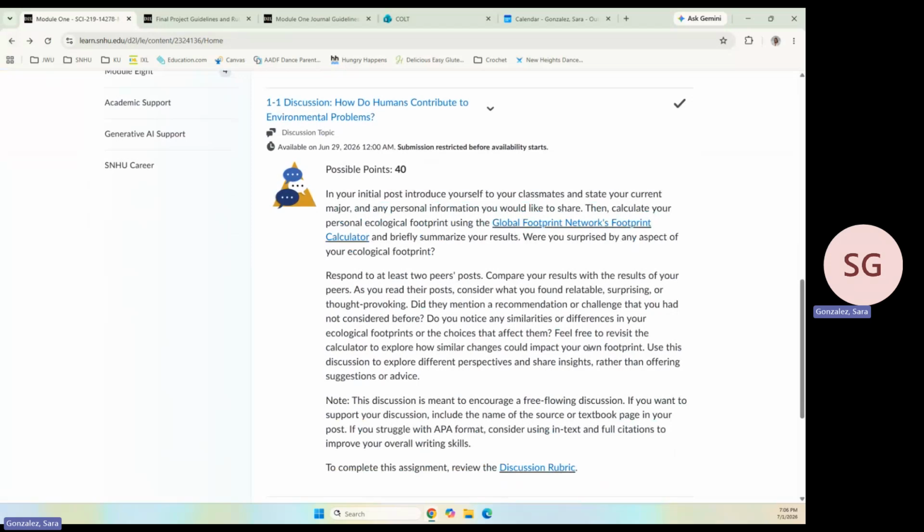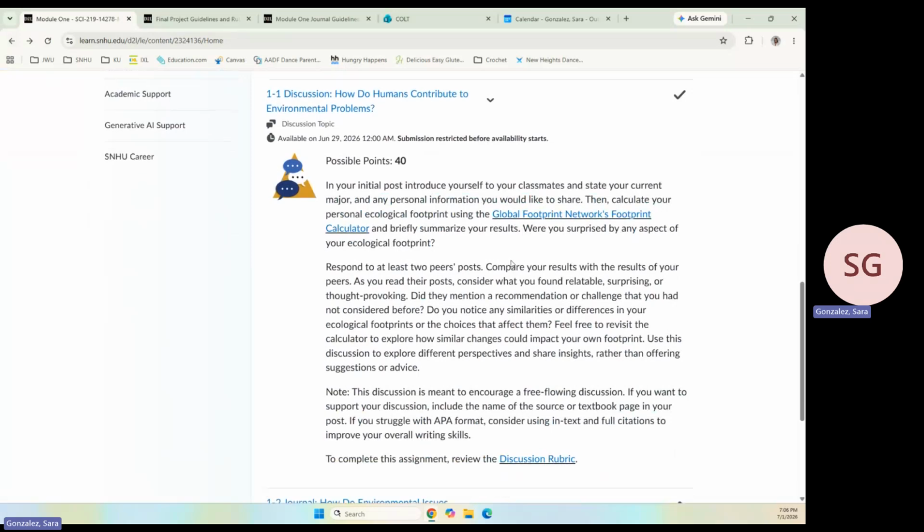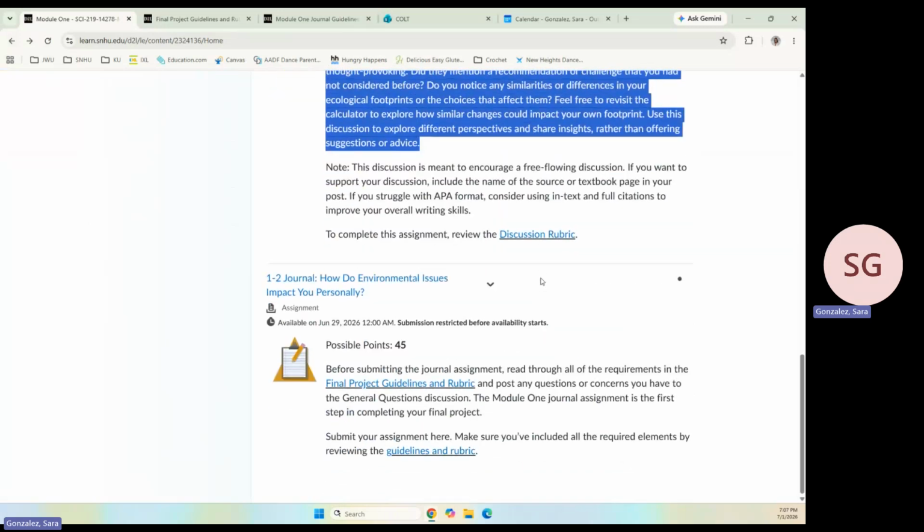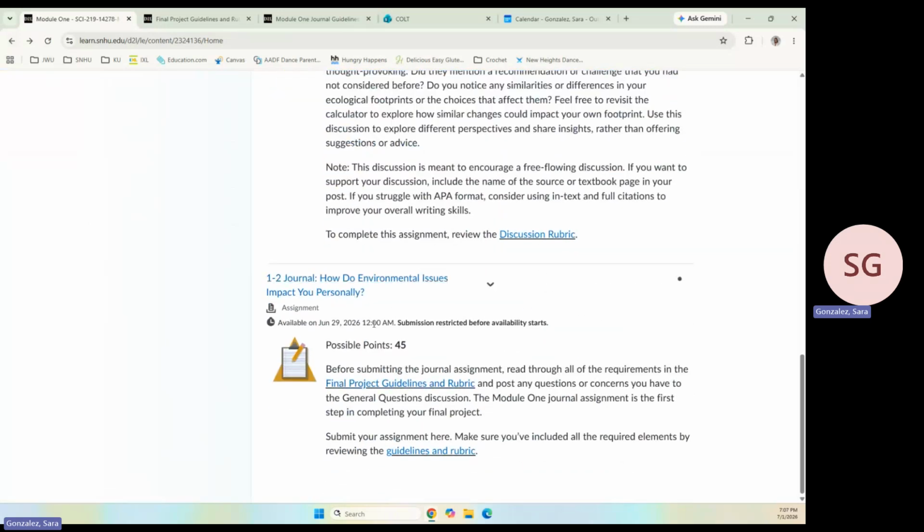If you get a really high number, don't be too alarmed. You'll see my responses to some of you. Use that as a benchmark, really, to see what things you can change to live a little more sustainably and decrease your footprint on the environment. And then for your 2 response posts, you're going to compare your results with those of your peers. How were y'all similar? Were you surprised by something? Did you notice similarities or differences? So you can adjust your responses with that.